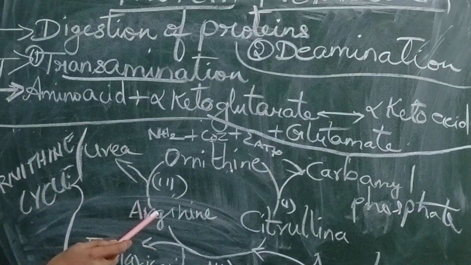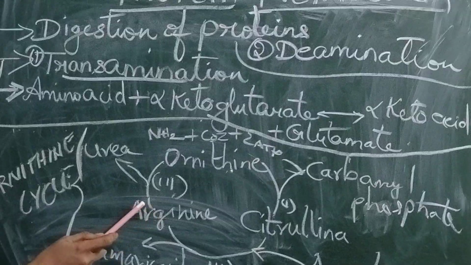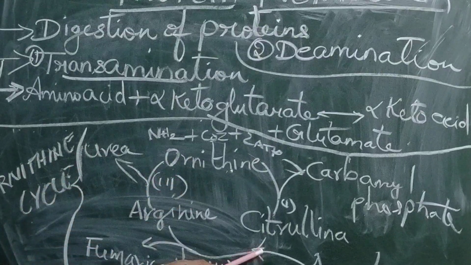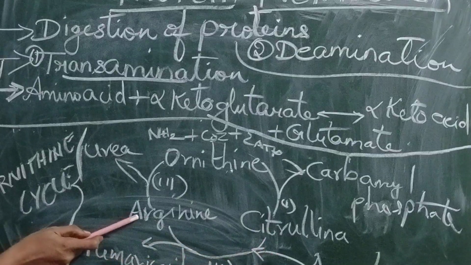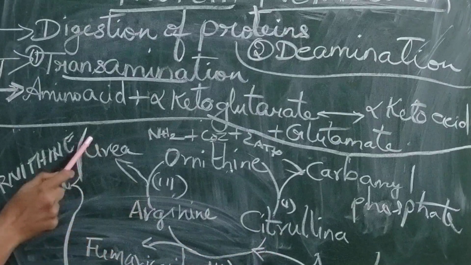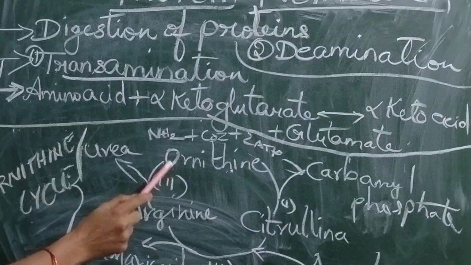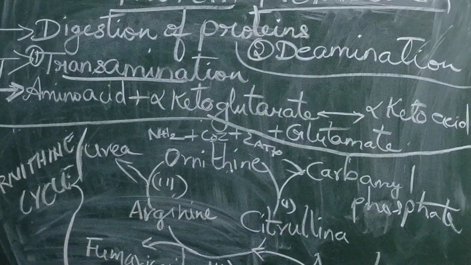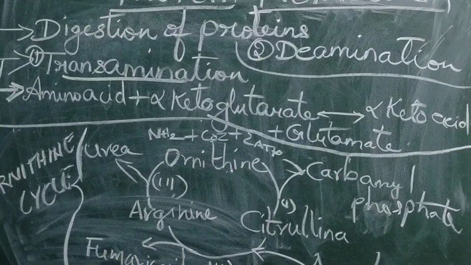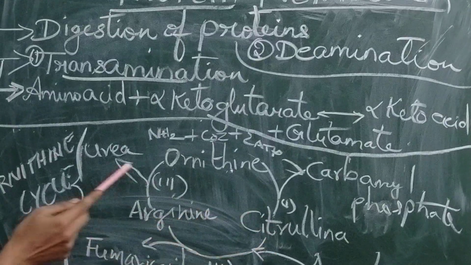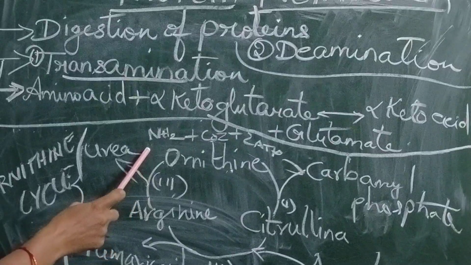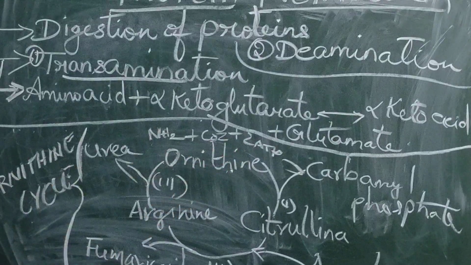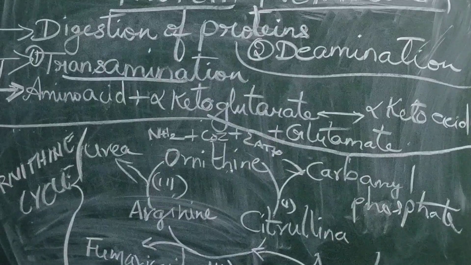Once arginine is formed, it breaks down into urea and ornithine. This ornithine is again converted into citrulline, the citrulline into arginine, and the arginine again into urea and ornithine. These steps involve enzymes and compounds like fumaric acid, aspartic acid and carbamoyl phosphate, with the formation of ammonia, carbon dioxide and 2 ATP molecules, that is adenosine triphosphate. So this is about the ornithine cycle.